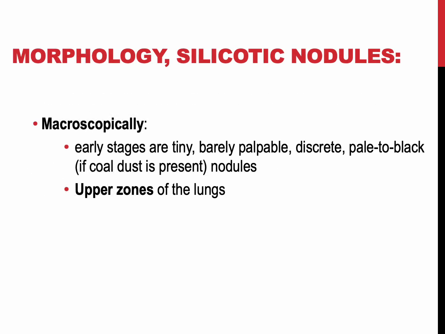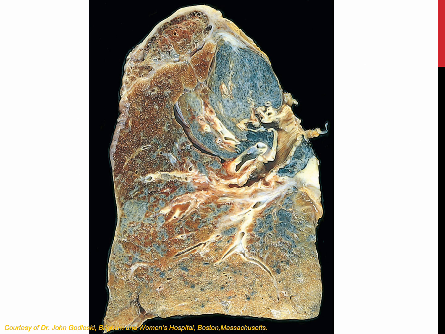Morphologically, lung silicosis presents as silicotic nodules in the upper zones of the lung. In the early stage, silicotic nodules are tiny, barely palpable, discrete pale to black nodules, especially if the coal dust is present. This figure shows the gross appearance of the lung involved by advanced silicosis. Scarring has contracted the upper lobe into a small dark mass. Please look at the yellow arrow. Note the dense pleural thickening. Please look at the blue arrow.